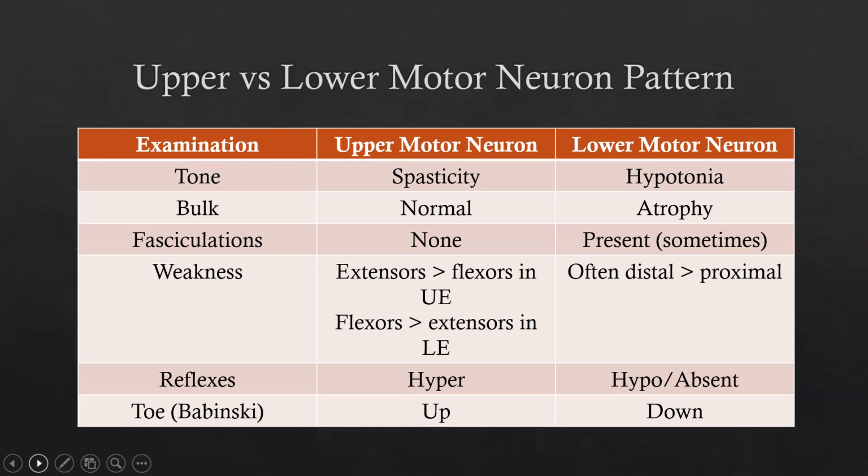And then the pattern of weakness is also very important. In a lower motor neuron lesion problem, you get a proximal distal gradient where you get more distal weakness than proximal weakness. Whereas for an upper motor neuron lesion problem, you get predominant extensor weakness in the upper extremities and flexor weakness in the lower extremities. And then with reflexes, of course, they are reduced or absent in the lower motor neuron lesion problem. And then they are increased in an upper motor neuron lesion, with downgoing toes in the lower motor neuron lesion and upgoing in an upper motor neuron lesion.